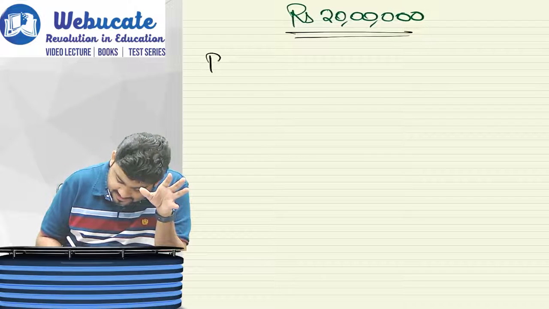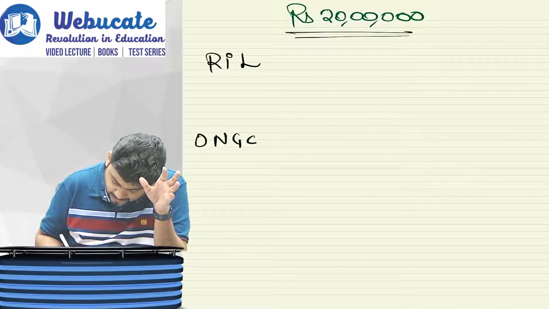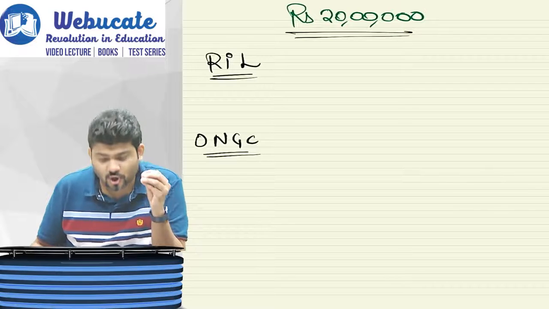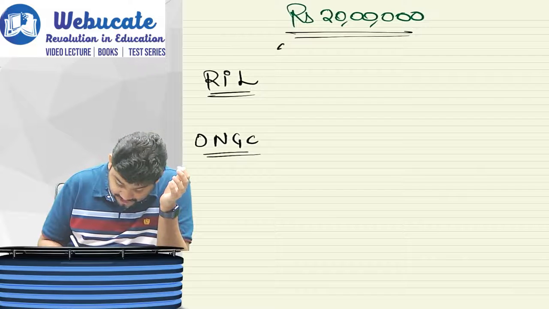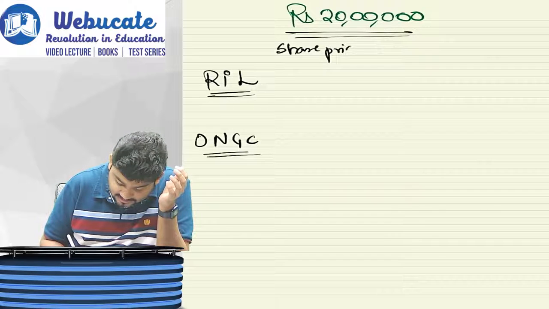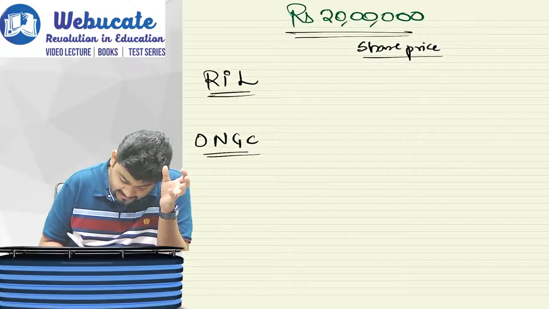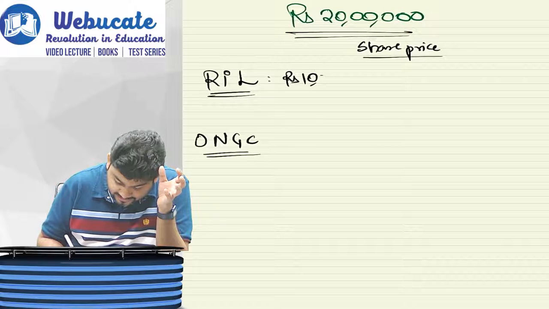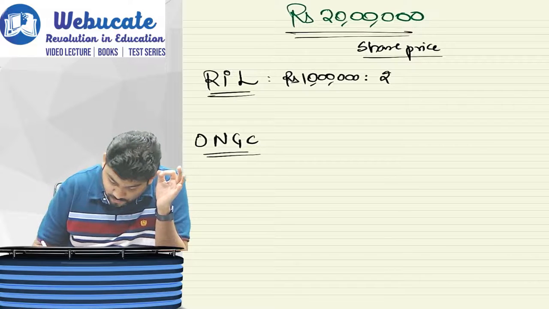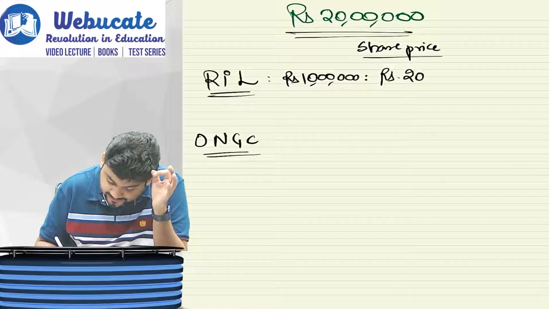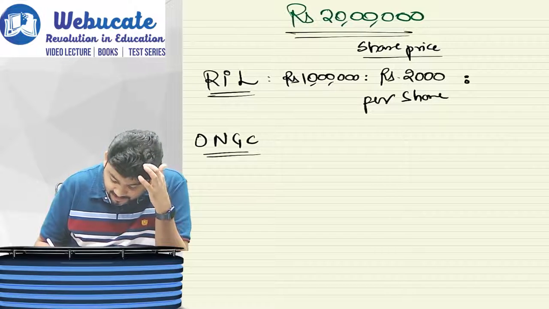For now, I invest this into Reliance Industries Limited. And I invest this into, say, ONGC, Oil and Natural Gas Corporation. Now, when I invested in Reliance, I am planning to invest 50% in Reliance. So, say, 10 lakh rupees I am planning to invest in Reliance. Share price of Reliance was rupees 2000 per share. Tell me how many shares I will buy.